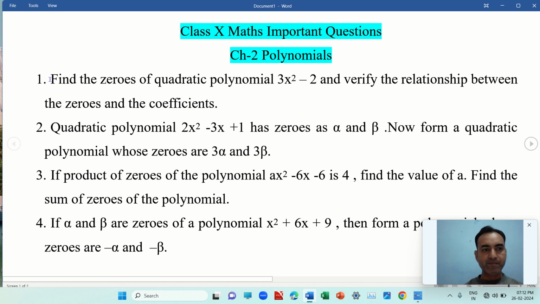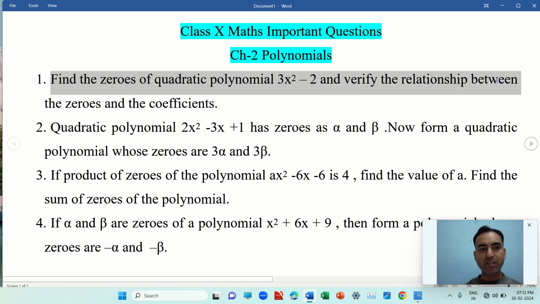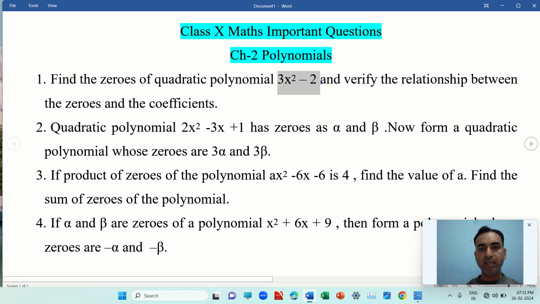First question is: find the zeros of the quadratic polynomial 3x square minus 2 and verify the relationship between the zeros and coefficients. In this question, first we find the zeros of polynomial 3x square minus 2 as alpha and beta, and then we will verify alpha plus beta equals minus b upon a and alpha into beta equals c upon a. This relationship we have to verify in this question.